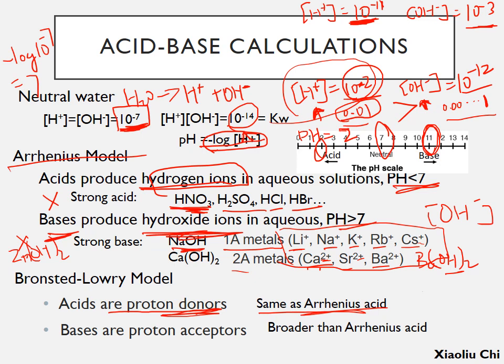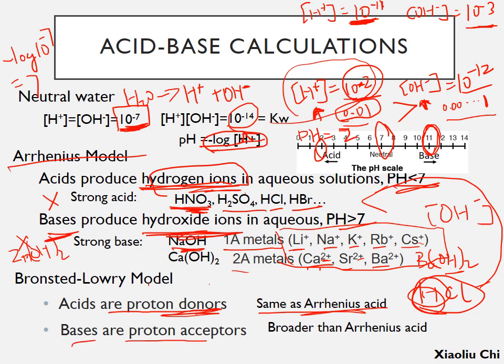So if you see hydrogen chloride, that belongs to Arrhenius acid because it produces hydrogen ion. It also belongs to the Bronsted-Lowry model because it donates a proton. It has a proton that it can donate. So an acid belongs to Arrhenius and also Bronsted-Lowry. They are the same, but the base definitions are slightly different. In the Bronsted-Lowry model, a base is defined as a proton acceptor.